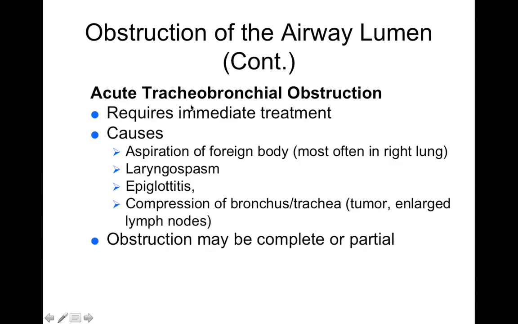Now, acute tracheobronchial obstruction is basically just where someone inhales a foreign object and it just kind of acutely blocks their airway there. So this can be caused by things like aspiration of a foreign body. It's most often inhaled in the right lung. Why are foreign objects most often inhaled in the right lung?